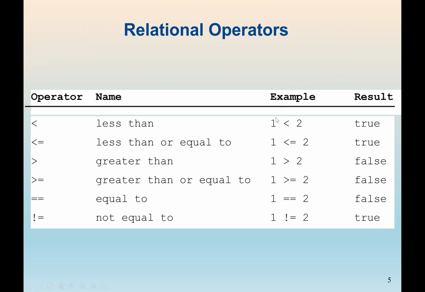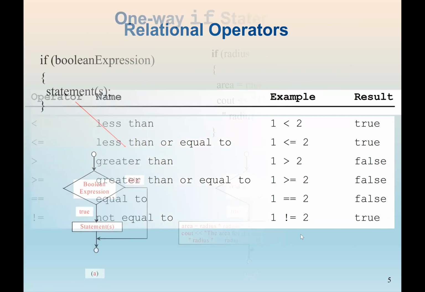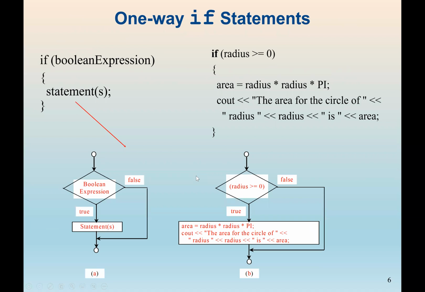So an example given here is: is 1 less than 2? Yes, that is true. Is 1 less than or equal to 2? That is true also. Is 1 greater than 2? That's false. Is 1 greater than or equal to 2? That's false also. Is 1 equal to 2? That's false. Is 1 not equal to 2? That's true. So these are the 6 relational operators we can use to construct the conditions.